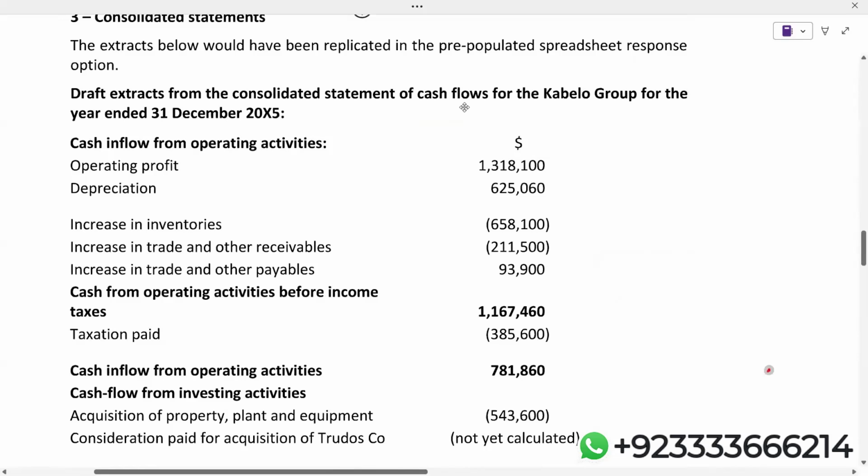Draft extract from the consolidated statement of cash flow for the Kabelo group for the year ended. Cash flow from operating activities. Examiner has given us the operating profit added to the depreciation. Perfect. I cannot see any impairment. There should be impairment also, which we need to add. Yes or no? Then we'll come to receivables, payables, and other receivables, inventory. Then we have got taxation paid also. Let's check.